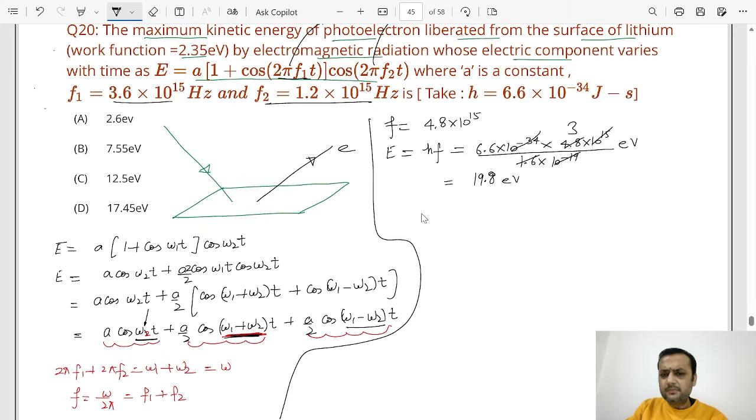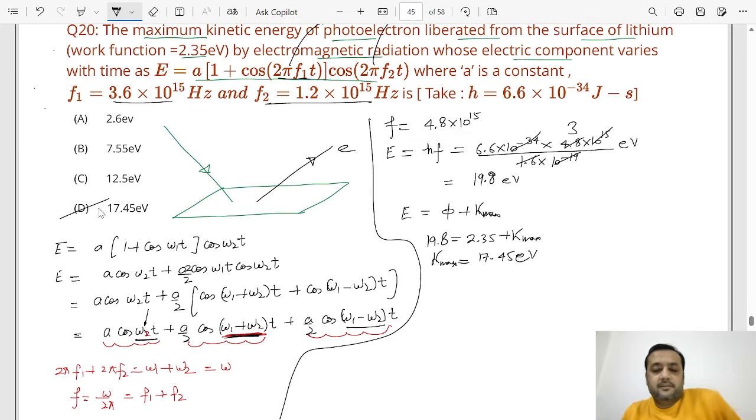That means this is the energy of the incoming photon. Using Einstein's equation, the energy of the incoming photon is equal to the work function plus K max. So 19.8 equals 2.35 plus K max. So the value of K max is 17.45 electron volt. Option D will be the correct answer for this question. I hope you have understood.